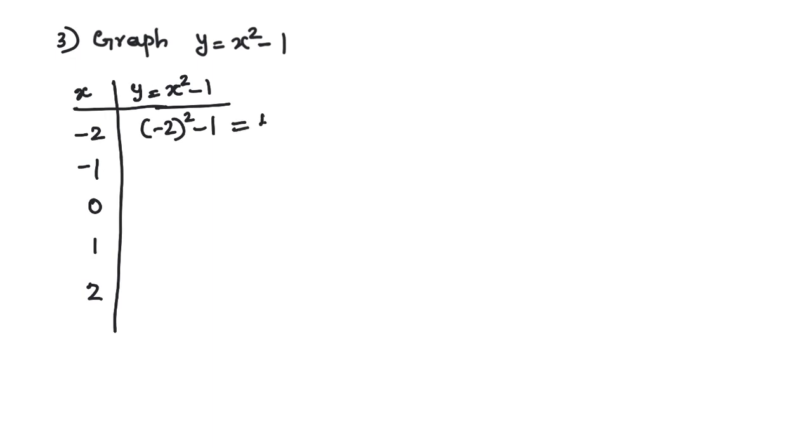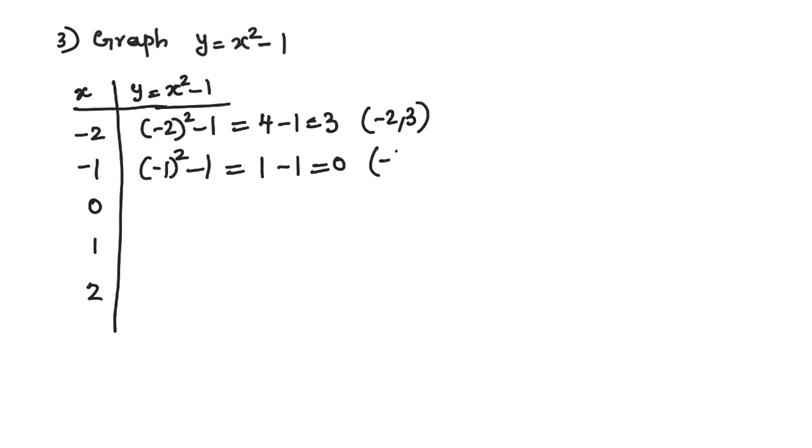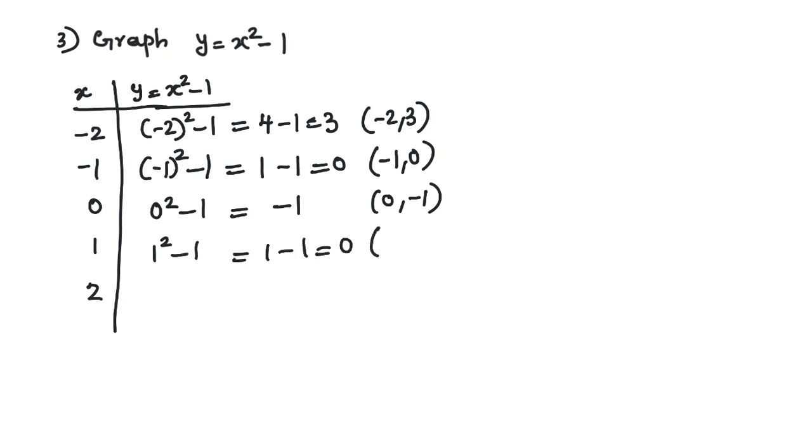So negative 2 whole squared is positive 4, minus 1, that is 3. So the ordered pair is (-2, 3). Then substitute negative 1. Negative 1 whole squared is positive 1, minus 1, that is 0. So (-1, 0). Then substitute 0. So (0, -1). Then substitute 1. That is (1, 0). Then 2 squared minus 1, that is 4 minus 1, that is 3. So when x equals 2, the corresponding y value is 3.